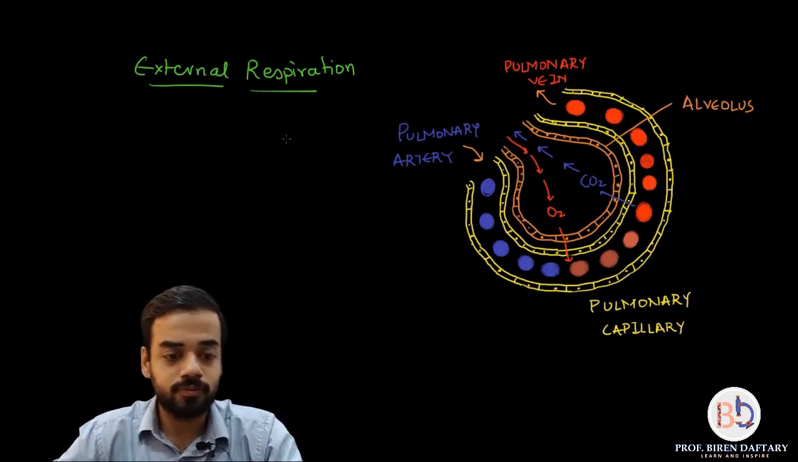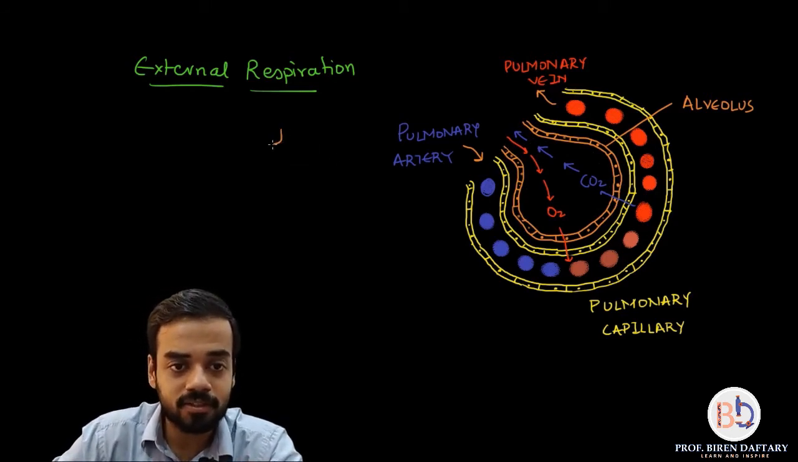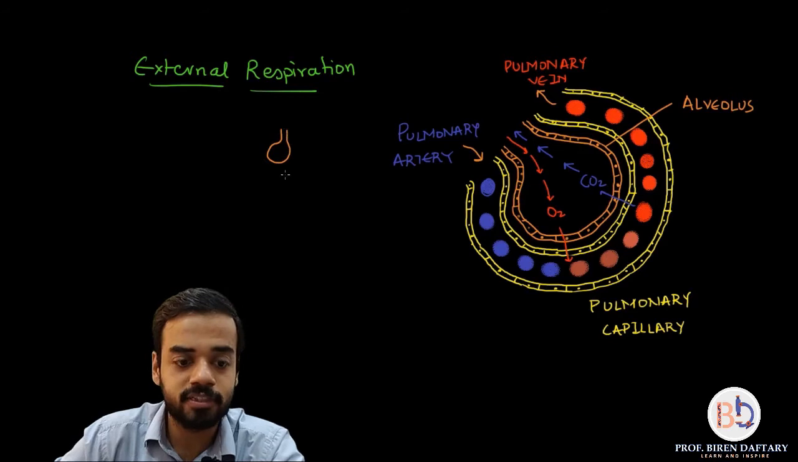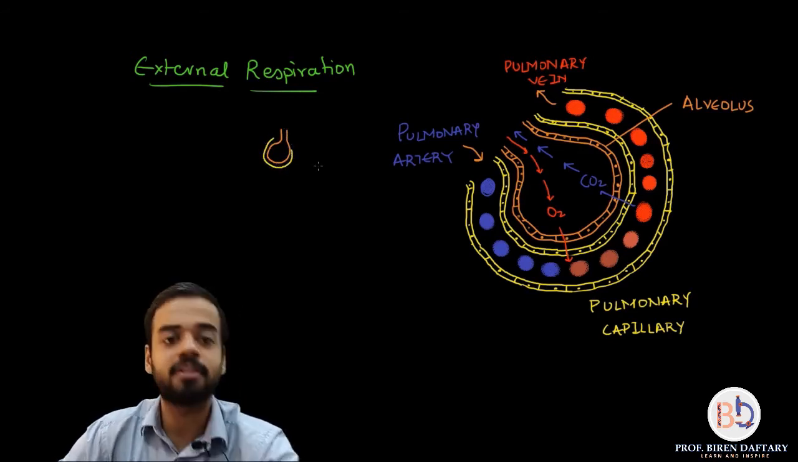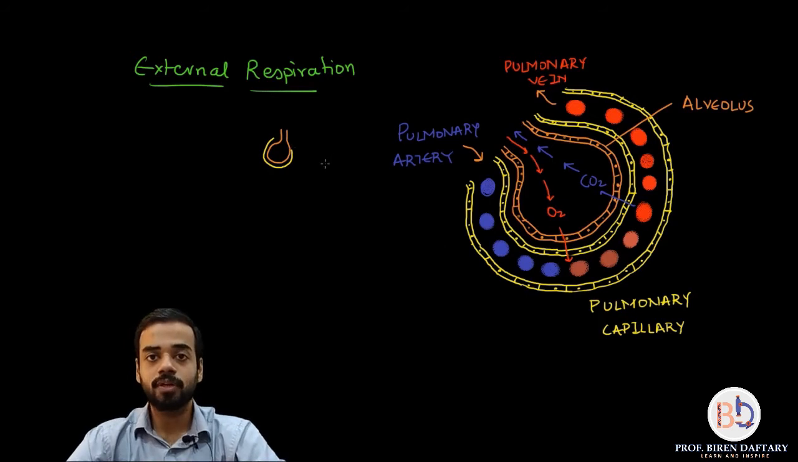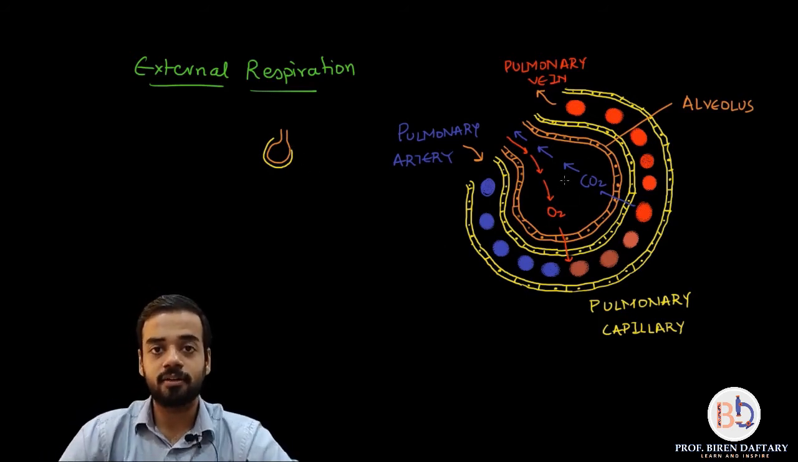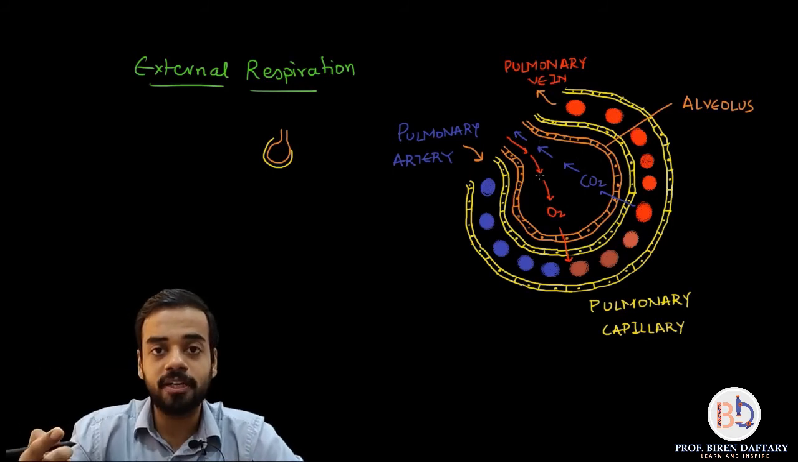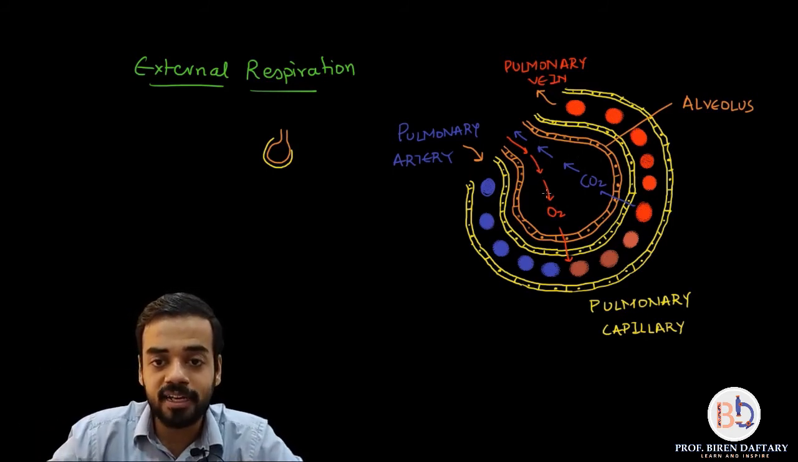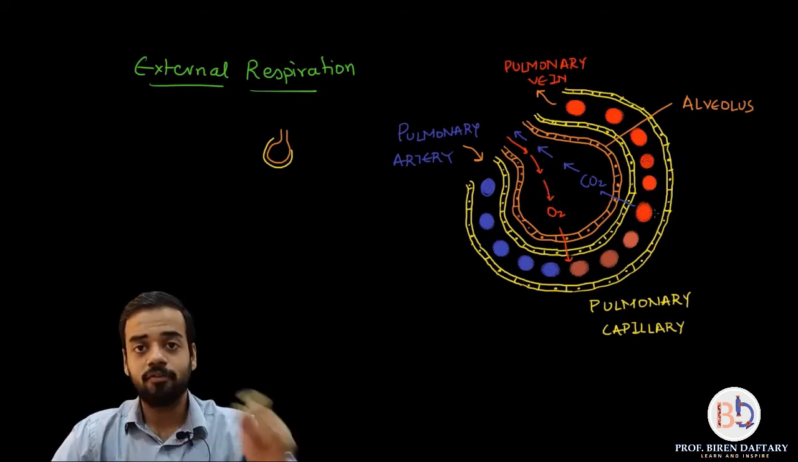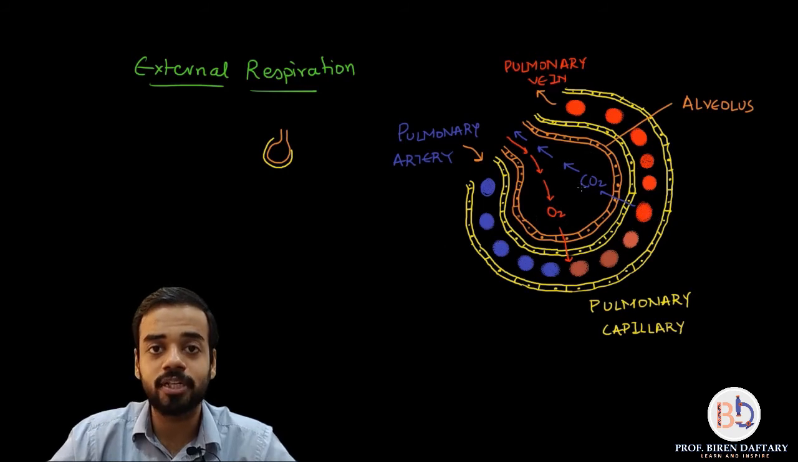Okay, so simple structure if I show, this is one alveolus which I have shown, and surrounding that alveolus is the capillary which I have shown. Okay, so now what is happening is this alveolus is filled with air. Now we have to explain how from this air oxygen is going to go into this capillary, and how from this blood having carbon dioxide, the carbon dioxide is going to the alveolus.